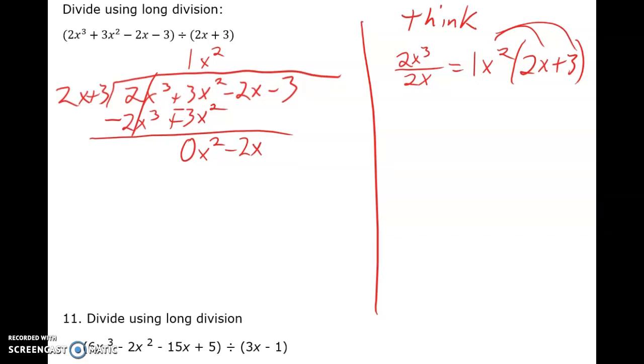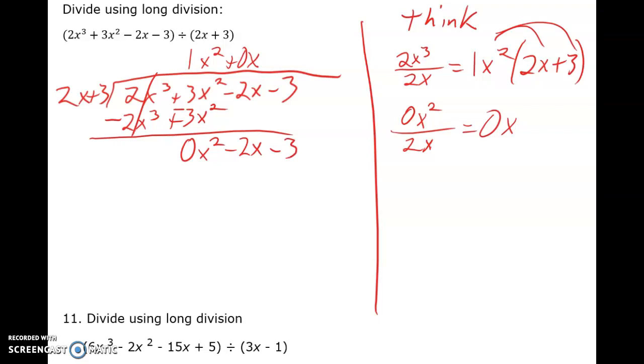So since we've got a 0x squared, what we've got here is 0x squared divided by 2x is just 0x, right? Or just 0. So we're just going to write that 0x. And we could multiply it all out, but we don't need to. We're just going to bring down the next column.